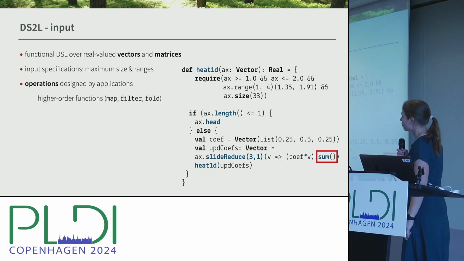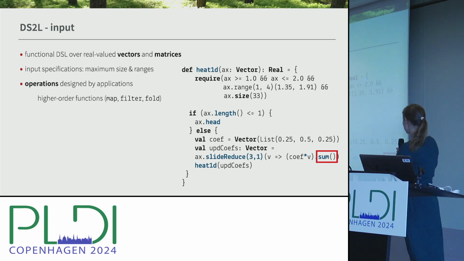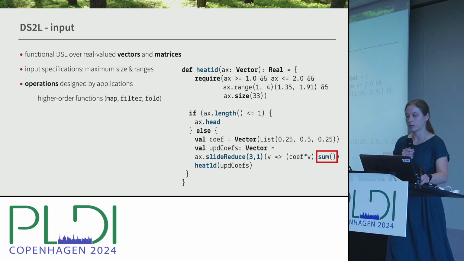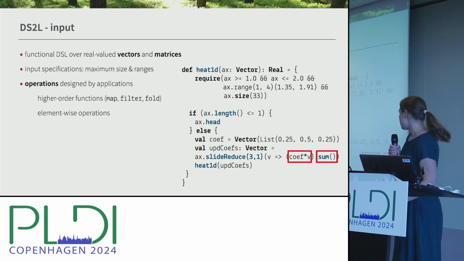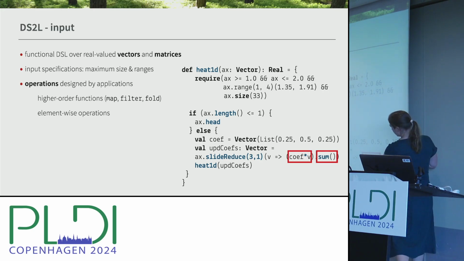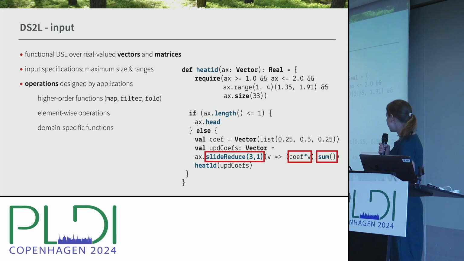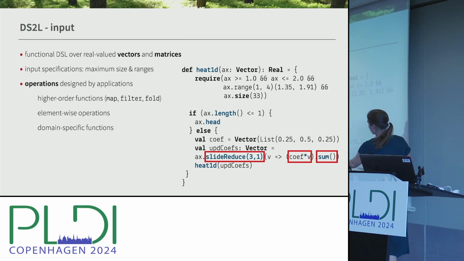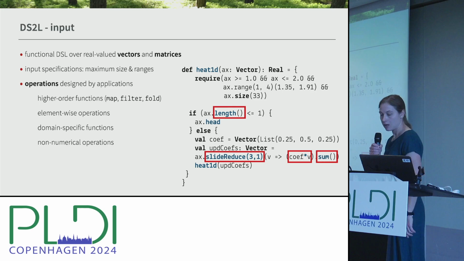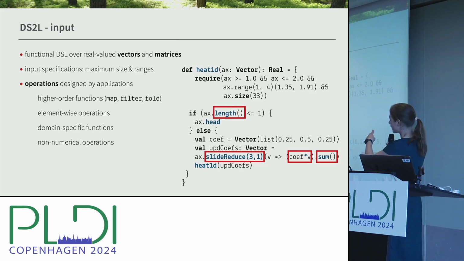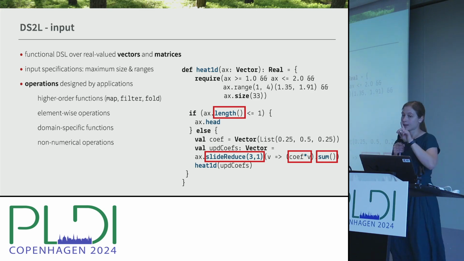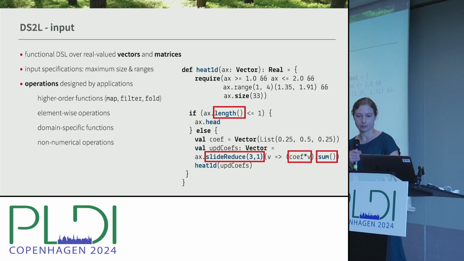So we can use the regular higher order functions, map, filter, and fold, and the sum here is just a fold with some syntactic sugar on top. We have some element-wise operations, so these are two vectors that get multiplied element-wise. We have a few domain-specific functions that can be expressed as maps and zips and so on, but they're nicer to write like this. And then we have a few non-numerical operations, so we can get the length of an array so that we can actually have a loop. The second loop here is expressed as a recursive function, but that one will be unrolled implicitly.